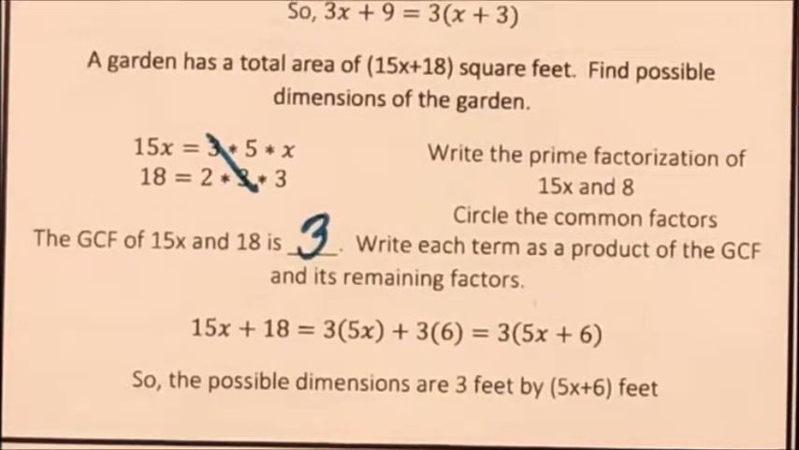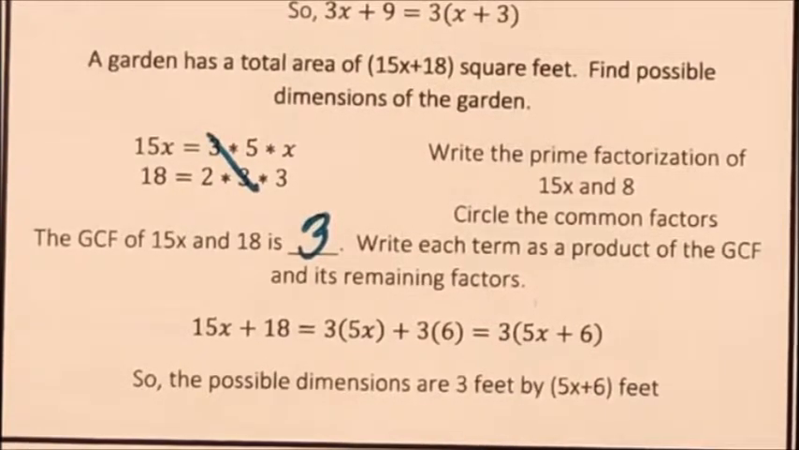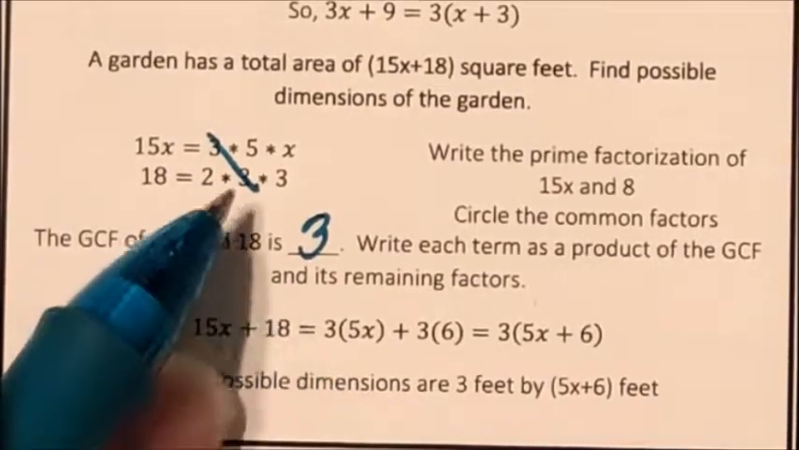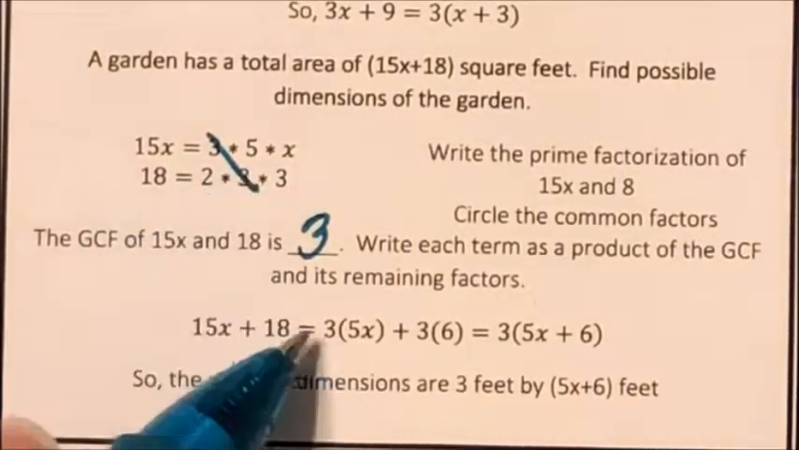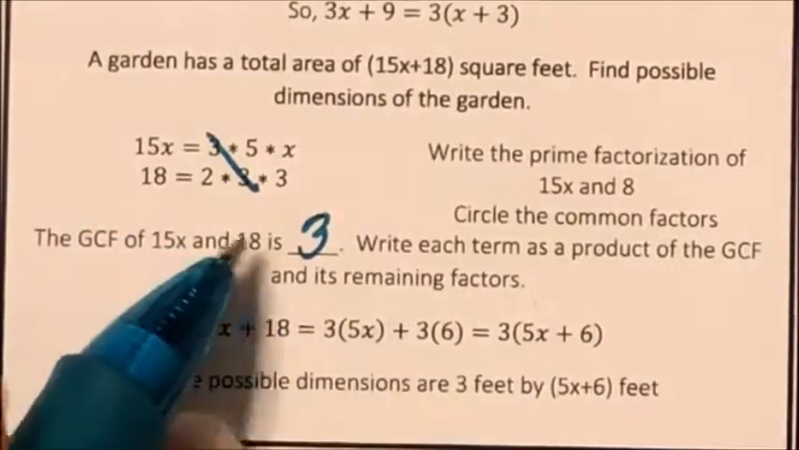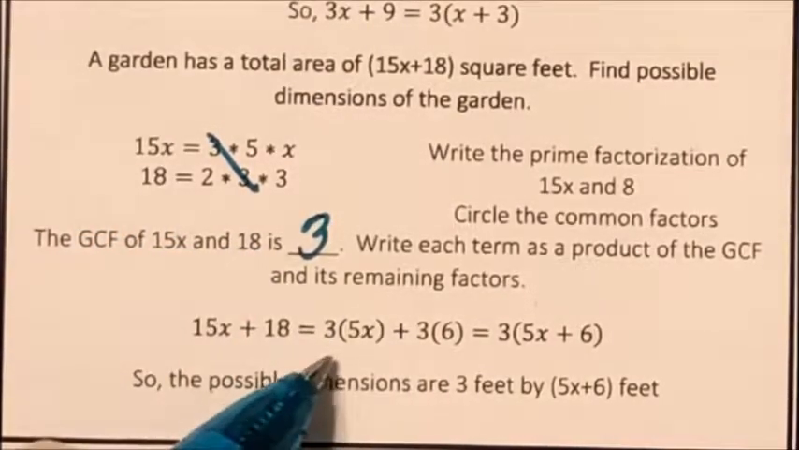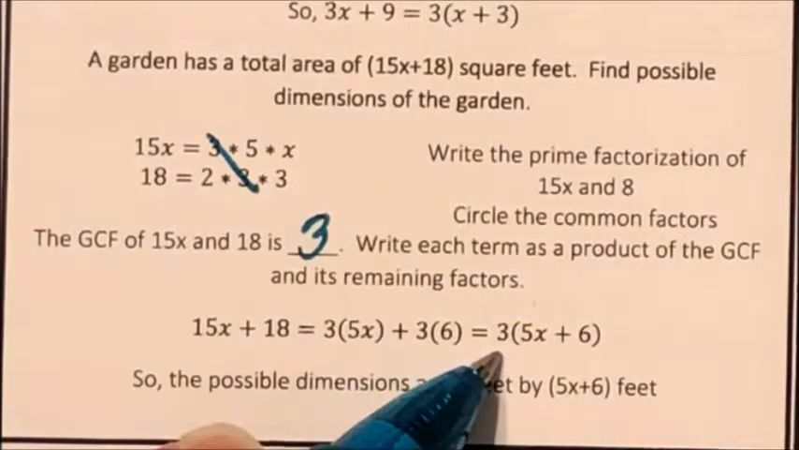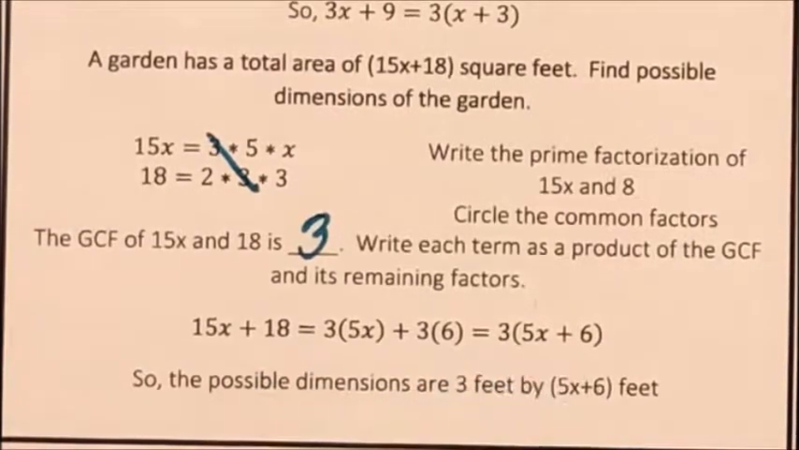Write each term as a product of the GCF and its remaining factors. So 15x plus 18 equals 3, and what I have left here is 5x, and then what I have left with the 18 is 6. 2 times 3 gives me 6. So I can take out the 3, and I'm left with 5x plus 6. So the possible dimensions are 3 feet by 5x plus 6 feet.